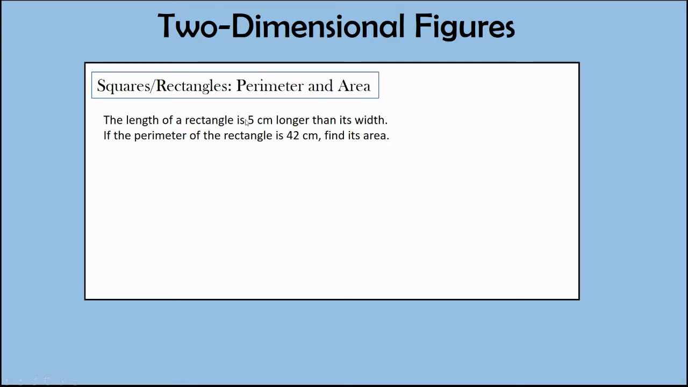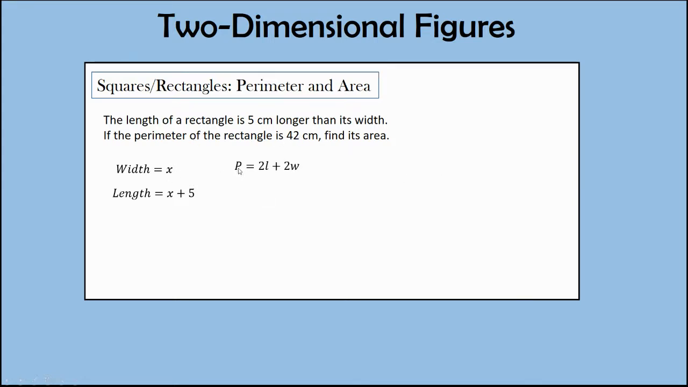So the length of the rectangle is 5 centimeters longer than the width. What this tells us is we're basing the length of the rectangle on the width. So I want the width to be my variable x. Now, if the length is 5 more than the width, then the length is x plus 5. Okay, so I've got my two unknowns described, and now it says the perimeter of this rectangle is 42.